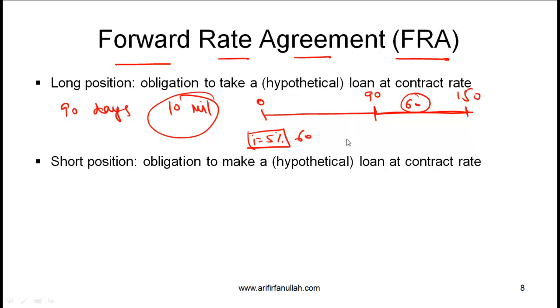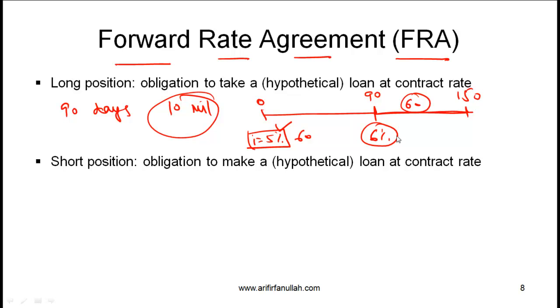Now, what happens if interest rates go up? If interest rates go up to say the actual interest rate here is 6%. Now you as the long party benefit. Why? Because the underlying has gone up. The underlying here is interest rate. You had a contract to borrow at 5%. The actual rate is 6%.